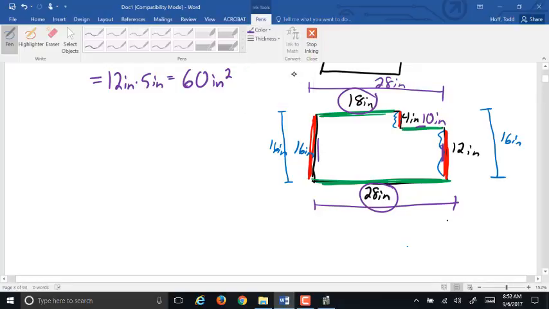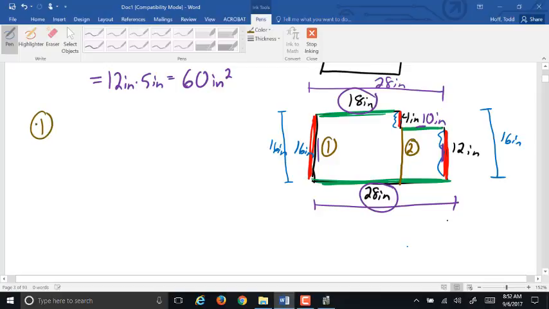So now our next step, we have to find the area of this. Now, there are two different ways I can find the area of this thing. The first way is to just cut it into smaller pieces. Like I might cut it like that. Now I have two pieces.